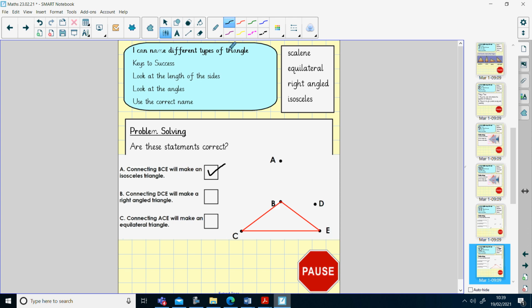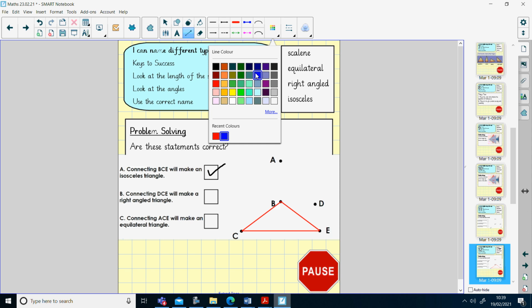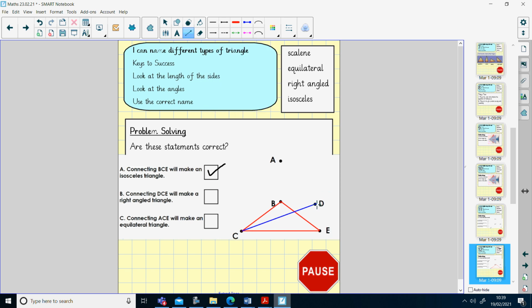Let's have a look at the next one. Statement B, and I'm going to use blue this time. So connecting D, C and E. And does that make a right angled triangle? So I'm going from C to D, D to E, and then along.